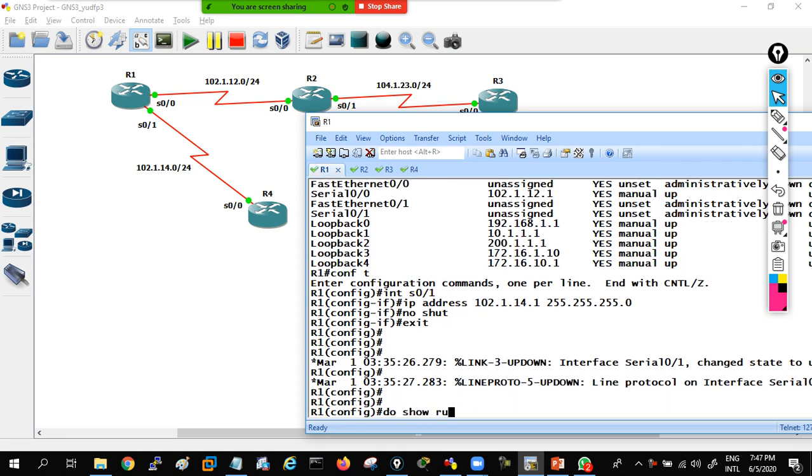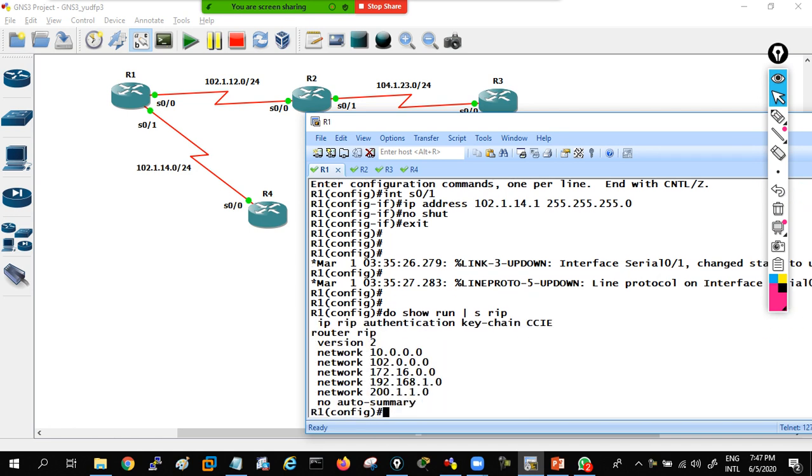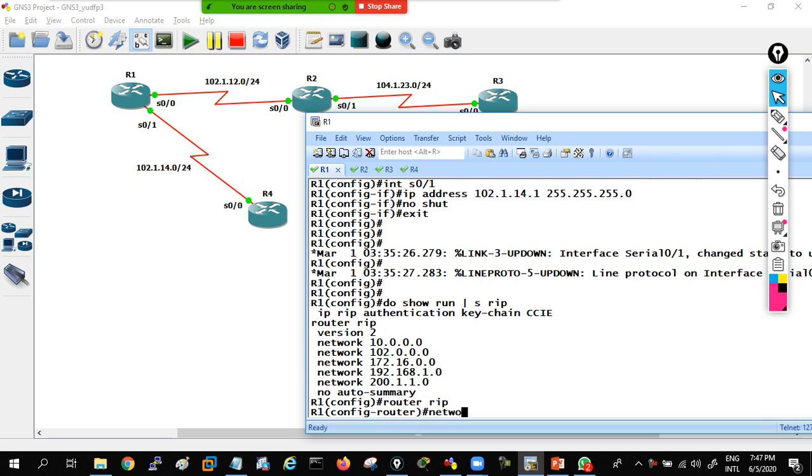Do show run section rip. Now whoever gives me the answer, I'll give you the best gift. Router RIP, then advertise this network, 102.1.14.0. That's it.